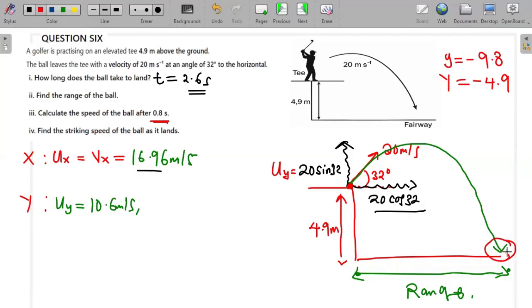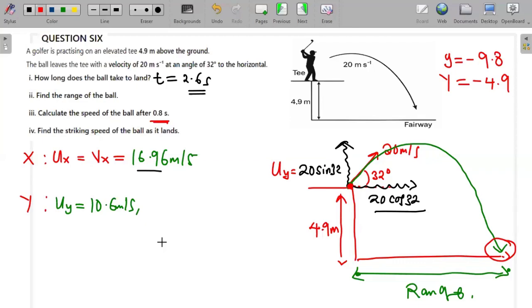So when it reaches there, how long did it take? It took 2.6 seconds. That's what we said. So they're just asking us for the speed of the ball after 2.6 seconds. We're going to do a similar thing to what we have been doing.